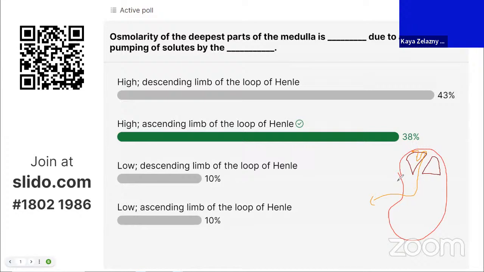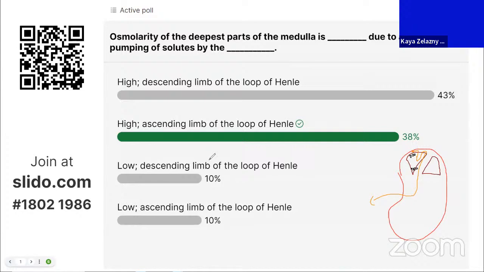Okay, so when we're thinking about that osmotic gradient, we've got this lower osmolarity of like 300-ish up near the top. And then as we get deep down, we get to like 1400. I guess I should have drawn this loop of Henle going all the way down. We have some of them that go all the way down to there.